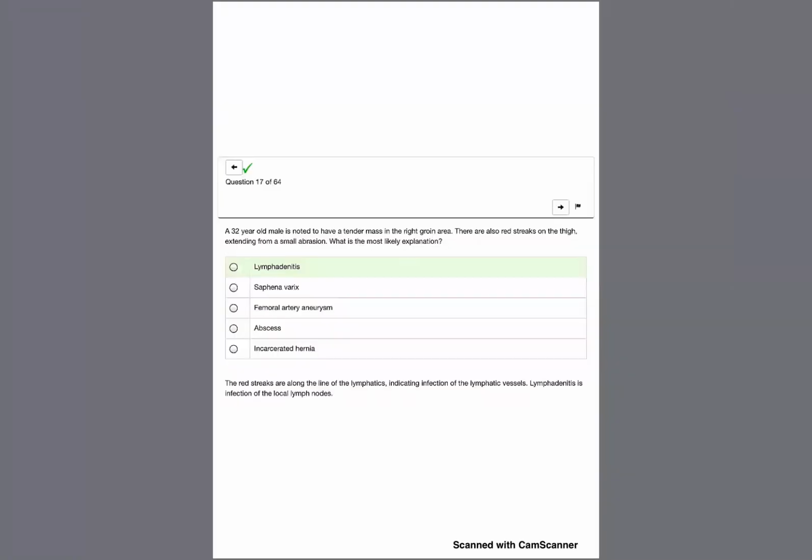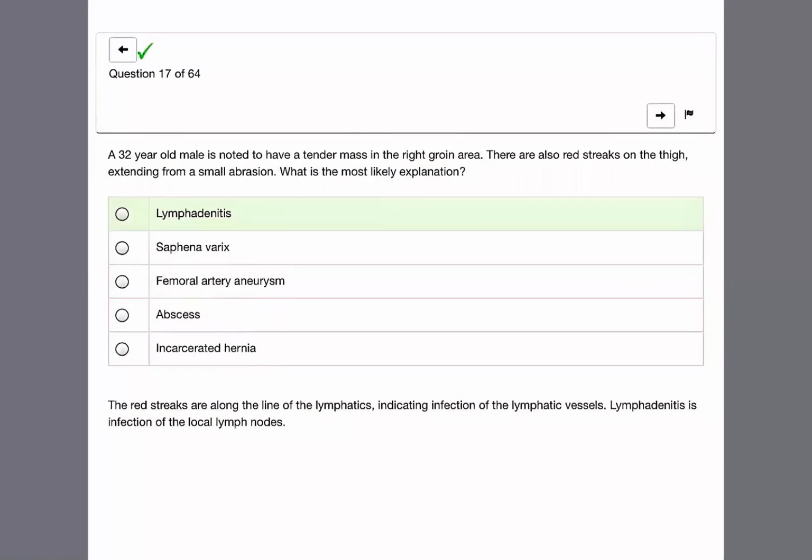So, just a tender mass: saphenous varix is not tender, and a femoral artery aneurysm is not tender. An abscess, maybe. But why did he mention an abrasion wound with streaks? He needs to tell me there is something other than an abscess, so it is secondary to another thing. An incarcerated hernia would go with a different scenario.